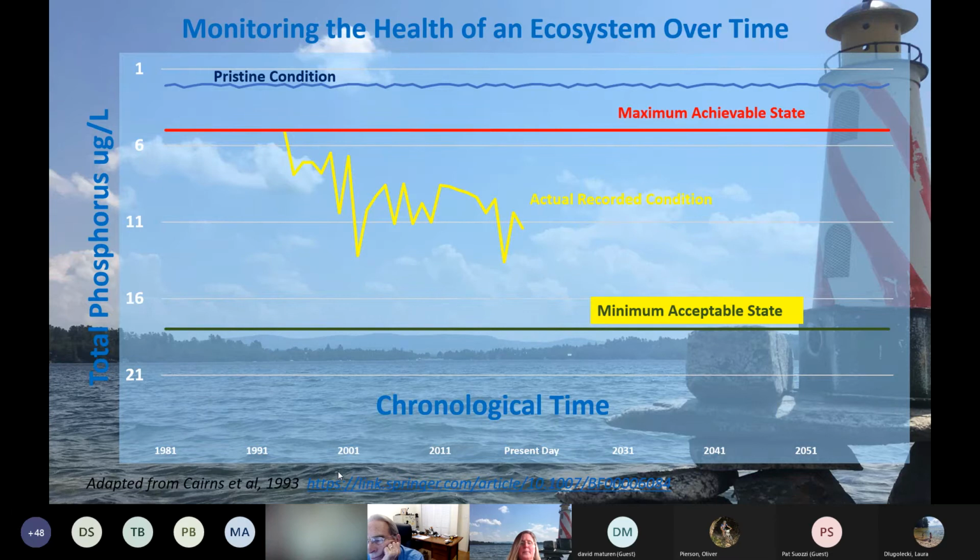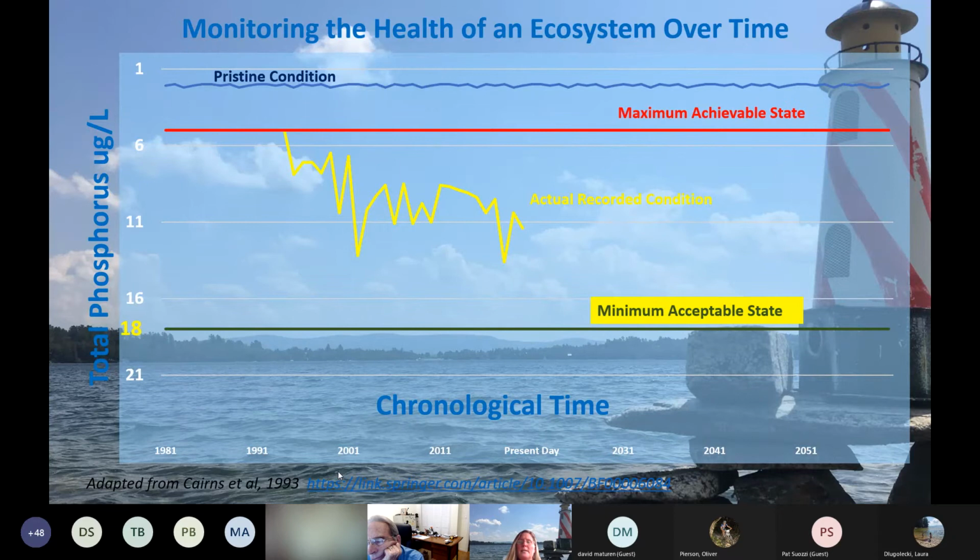Then there's the maximum achievable state for a lake, which is going to be different for every lake. And finally, we have the actual recorded condition of the lake. This data is from Caspian Lake, and this photo is actually taken from the sunken island where someone put a little mini lighthouse out on Caspian Lake. So roughly 30 years ago, the summer mean total phosphorus concentration in Lake Caspian was 5 micrograms per liter. Is this what Carpenter et al. would term the maximum achievable state for Caspian Lake?